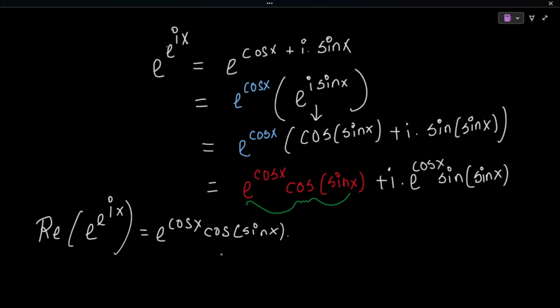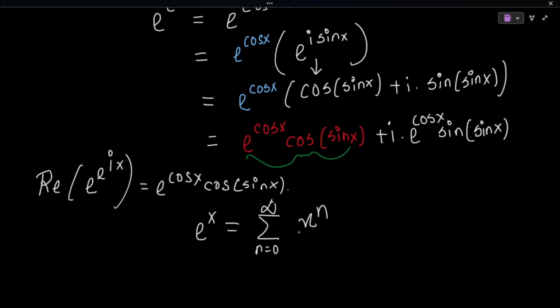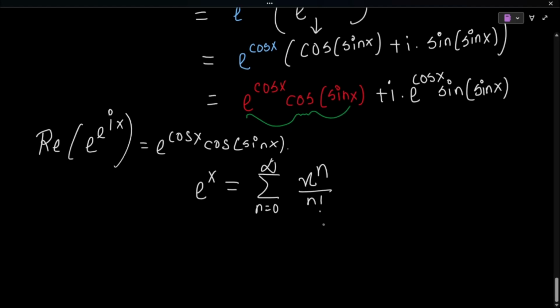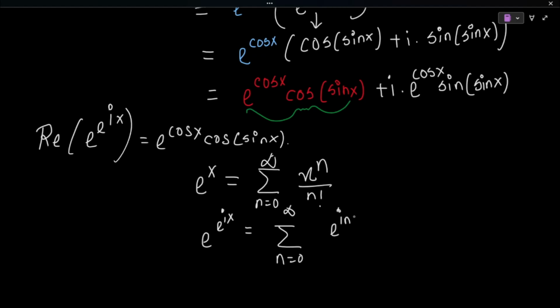This helps us because we also know that the exponential function has a Taylor series representation. Since we know that e to the power x is nothing but summation n equals 0 to infinity x to the power n divided by n factorial, this helps us understand that if we were to replace x by e to the power ix, we would also do the same on the right hand side, and this would become n from 0 to infinity e to the power i nx by n factorial.